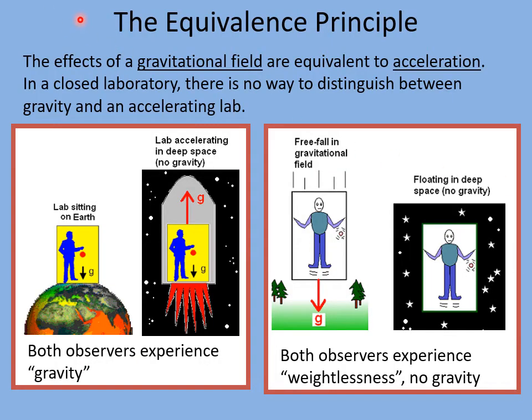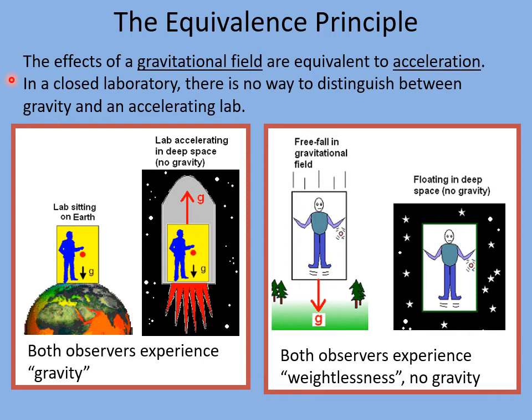So this led Einstein to this idea of what is now called the equivalence principle. It basically states that the effects of a gravitational field are equivalent to acceleration. So here again, we're seeing this link between gravity and acceleration. In a closed laboratory, there is no way to distinguish between gravity and an acceleration of the lab itself.